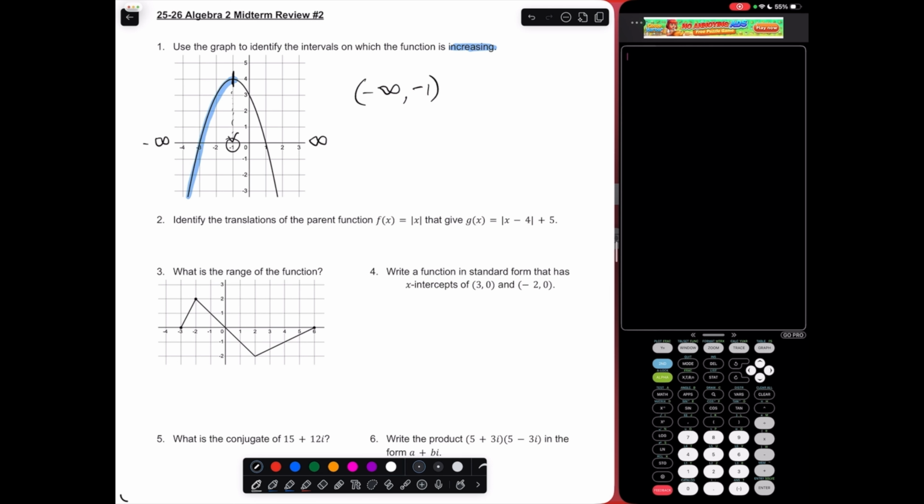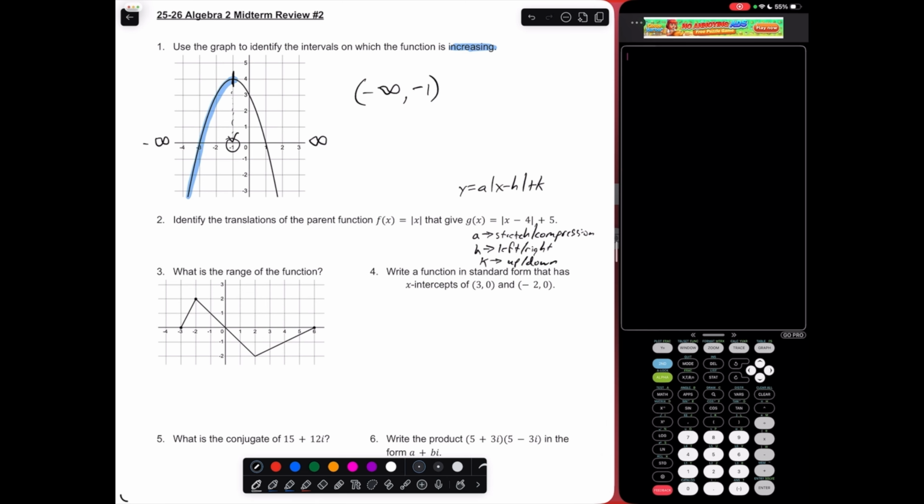Question 2, identify the translations of the parent function f of x equals the absolute value of x that give g of x equals the absolute value of x minus 4, plus 5. So this goes back to our rules for y equals a, h, and k. And if you remember, a determines stretches and compressions. H is left, right? This is the short version, and K is up, down.